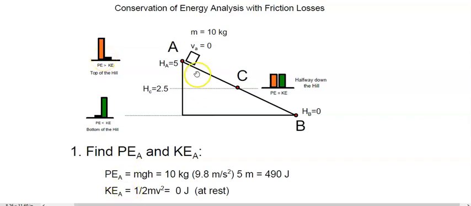The kinetic energy at point A equals 1/2 mv squared. But since the V at point A is 0, 1/2 m times 0 squared is still 0. So all of the energy is concentrated in the form of potential with none as kinetic.